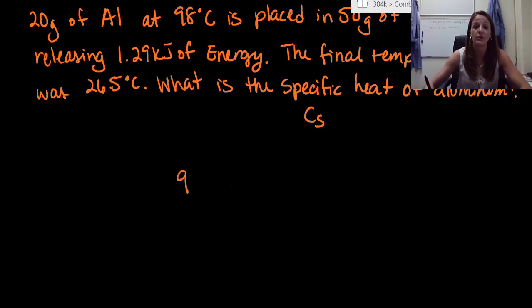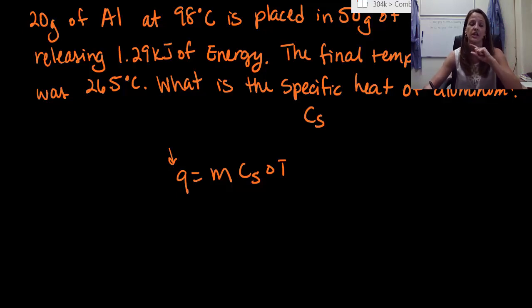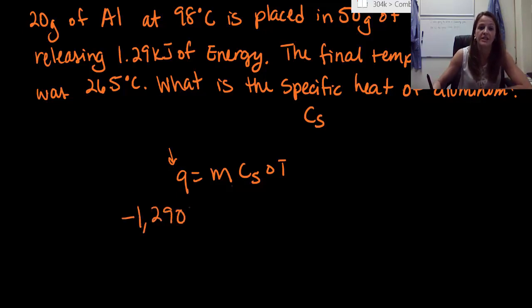So we have Q is equal to MC sub S delta T. So now let's start off with our heat content. So Q, we know that we are releasing, so releasing, that's negative 1.29 kilojoules of energy. Right away you should be thinking, I want to get this out of kilojoules, let's just put it into joules. All right, so we have negative 1,290 joules of energy equal to your mass.